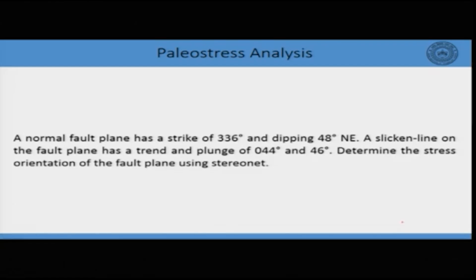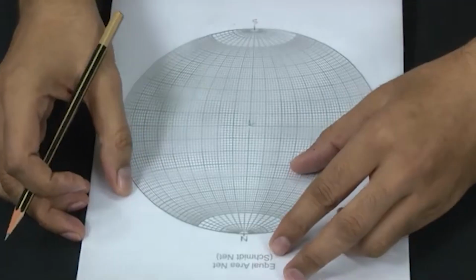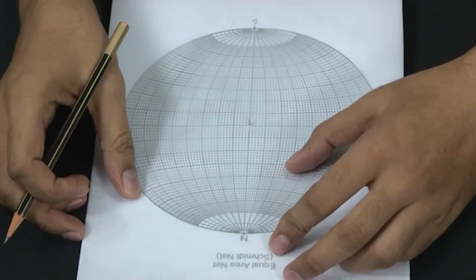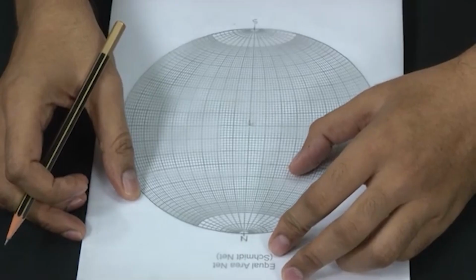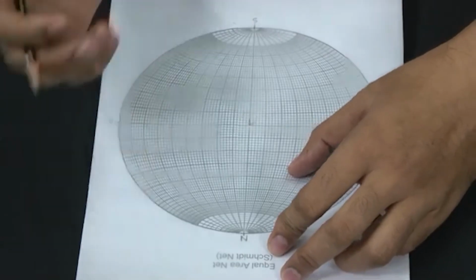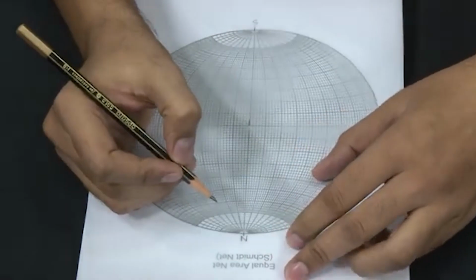So, we will go to the stereonet and solve the problem. We know that the fault is a normal fault, the strike is 336 degrees, and it is dipping 48 degrees northeast. First, we will mark the strike.